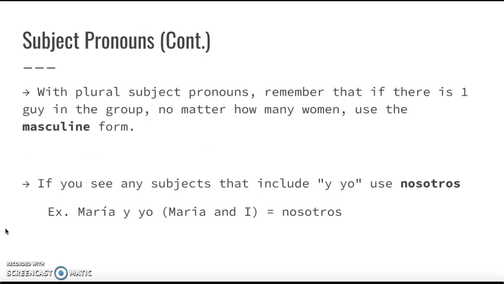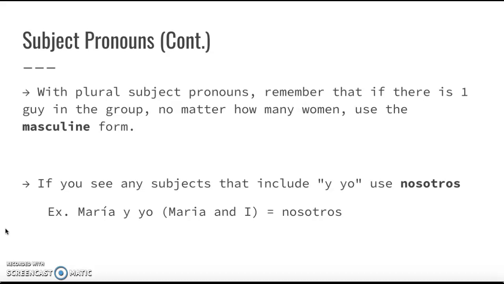Our last thing is to talk about groups of people. Remember, in Spanish, if we have 100 females and 1 male, the minute 1 male enters the group, you are always going to use the masculine form. It does not matter how many women are there. Once there is 1 male present, we will always use the masculine form, like ellos and nosotros.